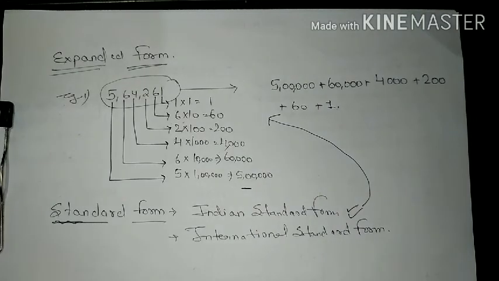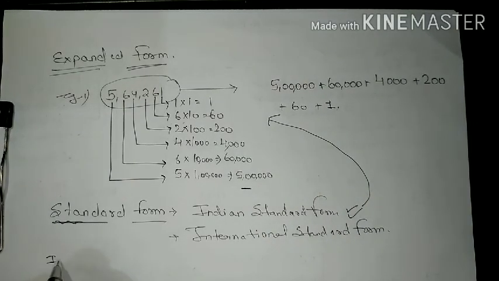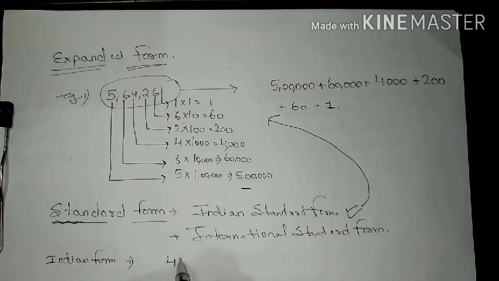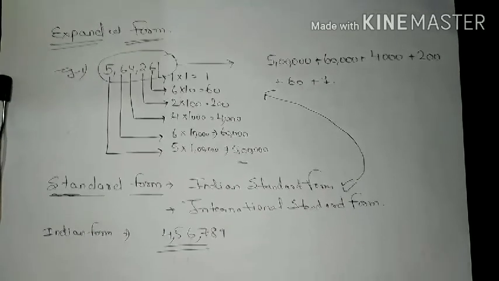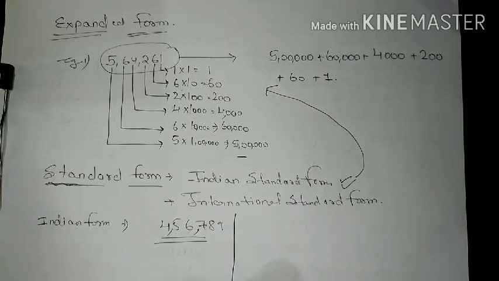In Indian standard form, if we want to represent a particular number, like 4, 5, 6, 7, 8, 9, how can you represent it in standard form? In Indian standard form, ones, tens, hundreds, after that put a comma, thousands, ten thousands, then put a comma. This is how you can represent a particular number in Indian standard form. Okay students.